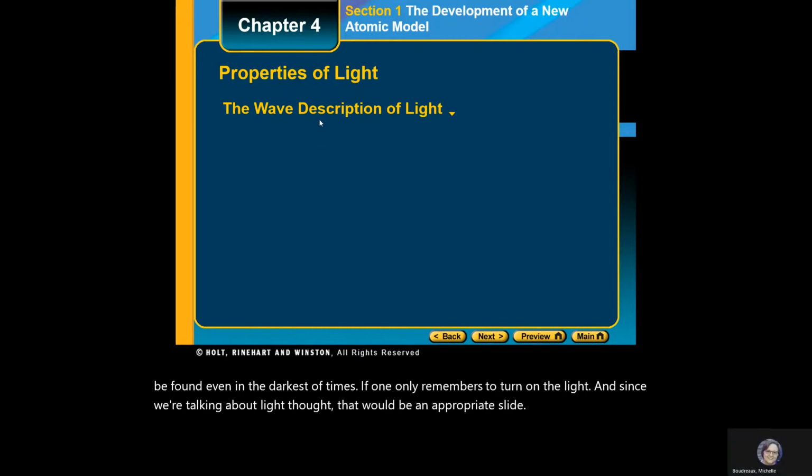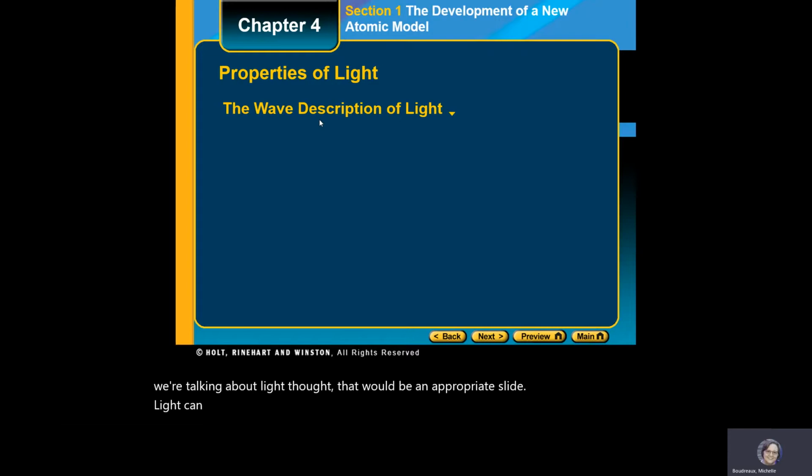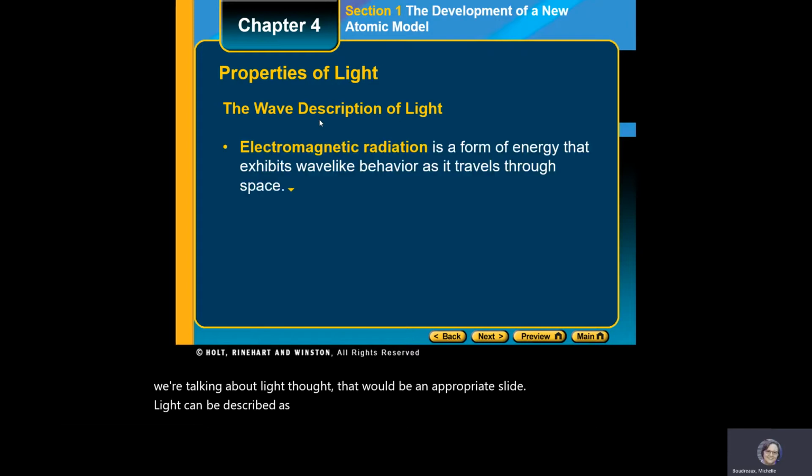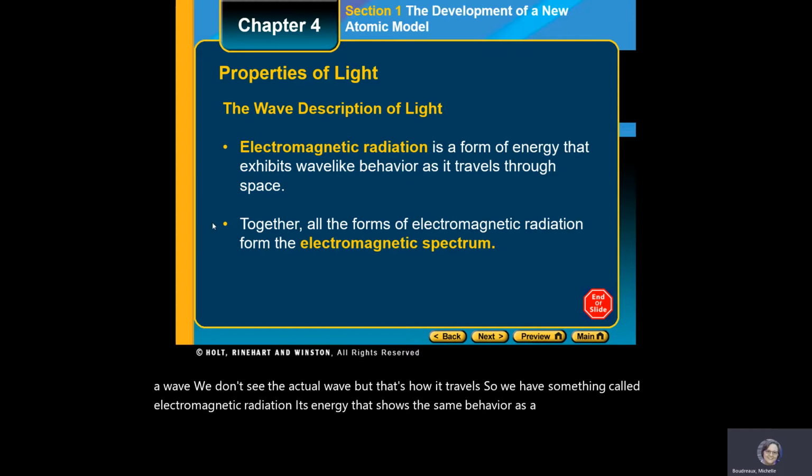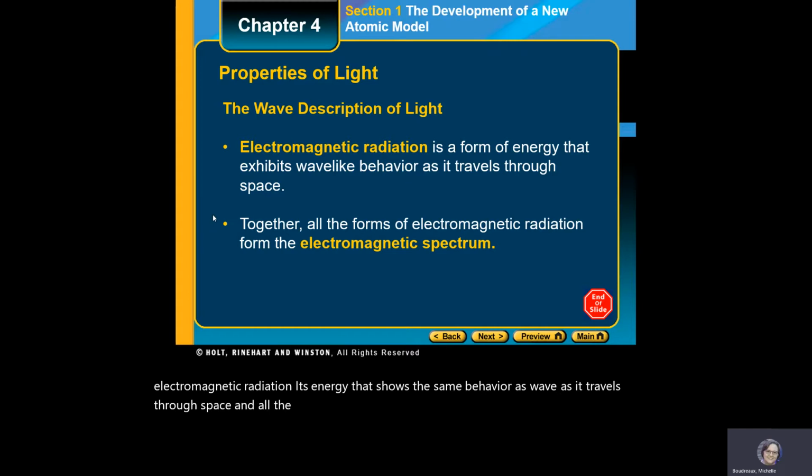So, light can be described as a wave. I don't think about it, but light travels across the room as a wave. We don't see the actual wave, but that's how it travels. So we have something called electromagnetic radiation. It's energy that shows the same behavior as a wave as it travels through space. And all the different forms of electromagnetic radiation form what we call the electromagnetic spectrum.